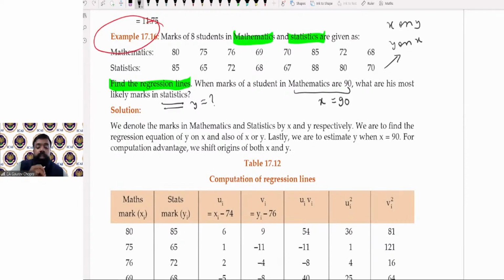Some students make the mistake of putting it in any equation. No, you only have to substitute this value in y on x. If you have to find y, substitute in y on x. If you have to find x, substitute in x on y. All right.